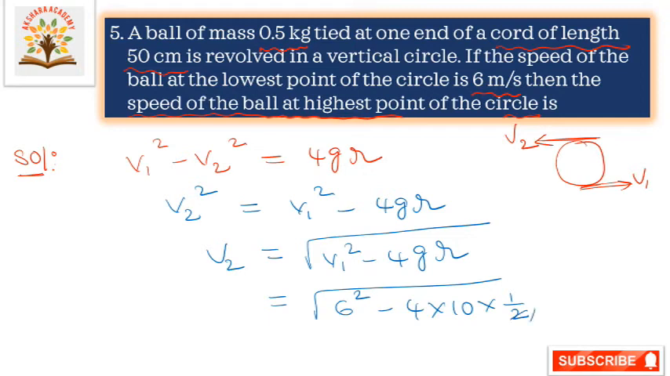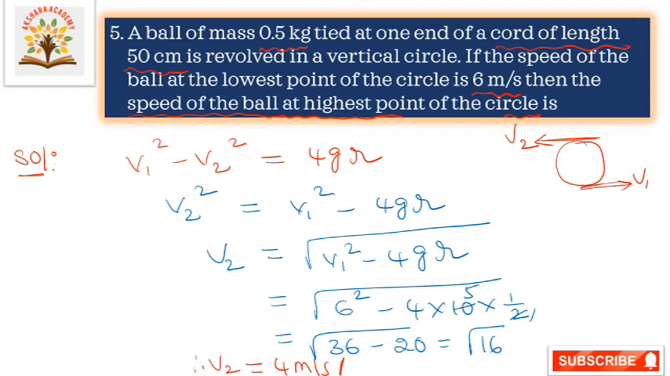So 2 ones are 2, 5 fours are 20. So that is equal to 6 square, nothing but 36, minus 20, that is 16. Therefore V2 is equal to root 16, which is 4 meters per second. This is the final answer. Root 16 is equal to 4 meters per second. So V2 is equal to 4 meters per second. Now we'll go to the next.